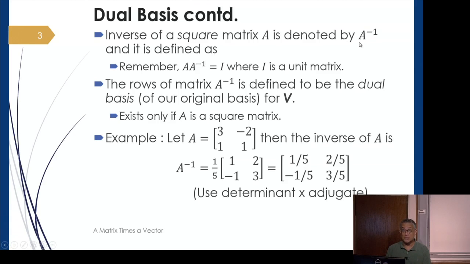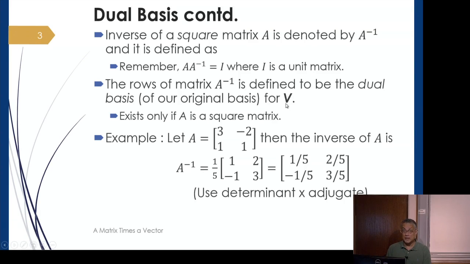There are many ways of looking at the inverse. One easy way of defining it is that a matrix times its inverse is the identity, the unit matrix. So A times A inverse, whenever you have a matrix A and you are able to construct A inverse and the product is I, that immediately implies that we have an inverse. Now take A inverse and look at its rows, not the columns, the rows. The rows of matrix A inverse are the dual basis for the same vector space V.